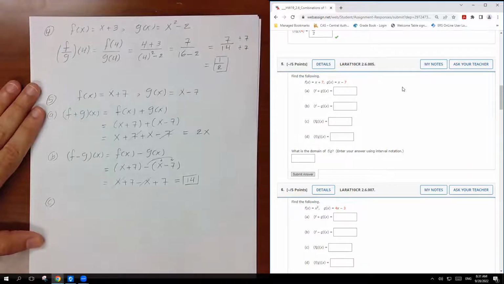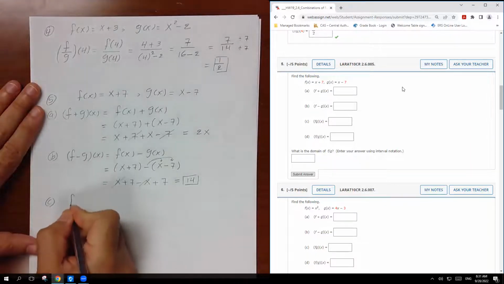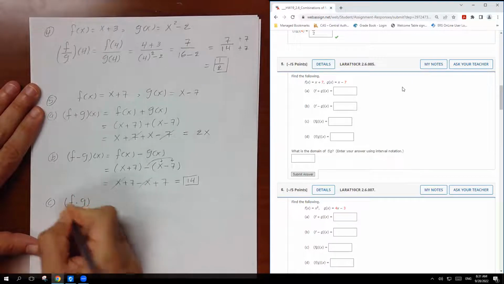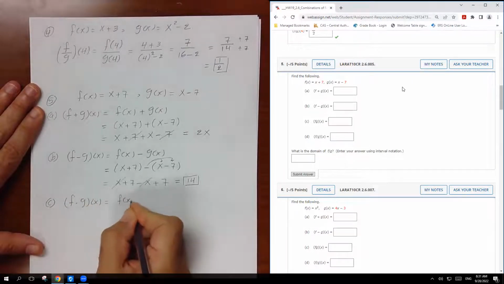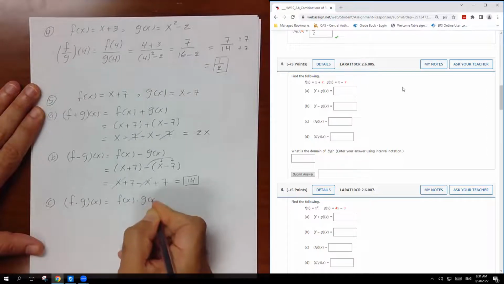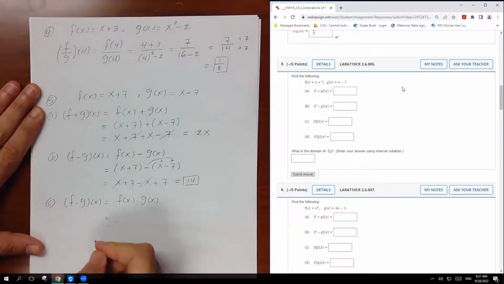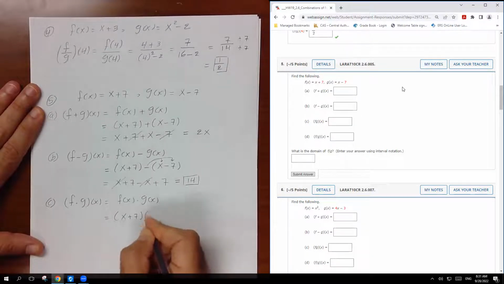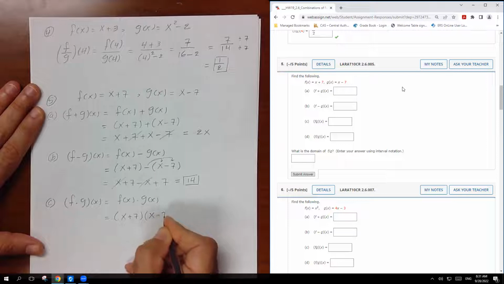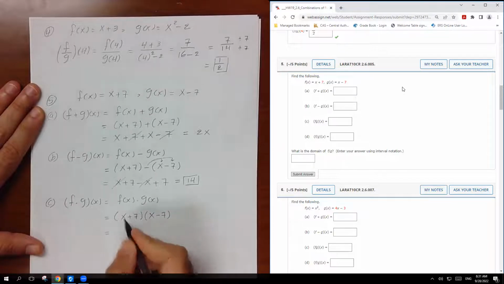Now we need to find the multiplication. f times g of x is equal to f of x times g of x, where f of x is x plus 7 times x minus 7. Now we're going to distribute.